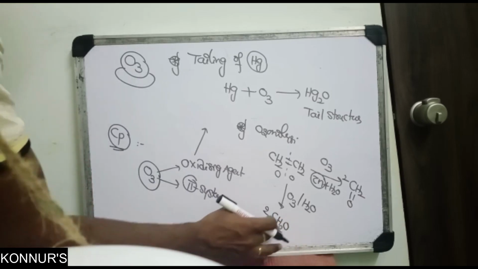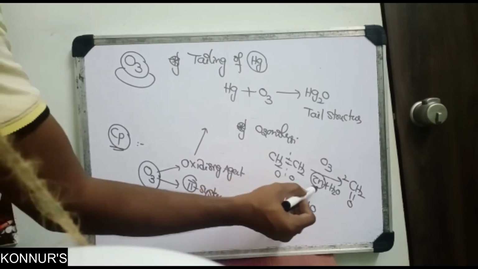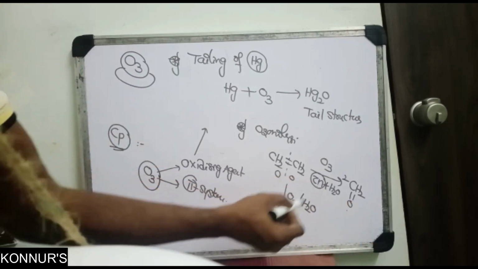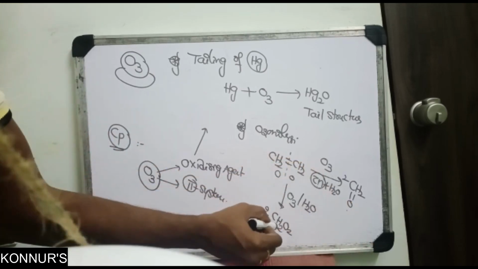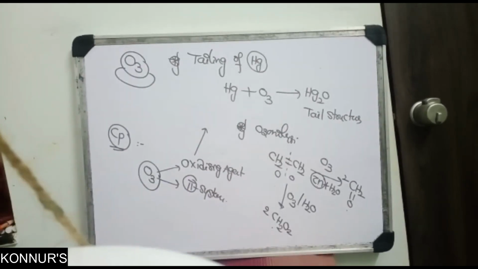So that is HCOOH, so you are getting formic acid. In the ozonolysis process, if zinc is there, you get aldehydes or ketones. If zinc is not there, the aldehydes are converted into acids. So that is important here.